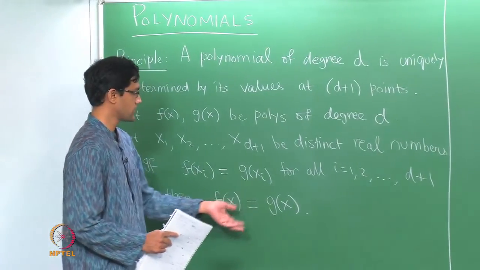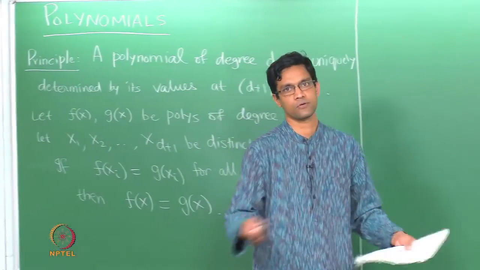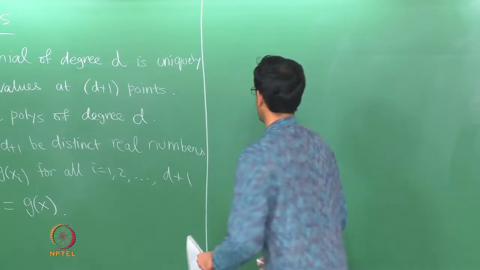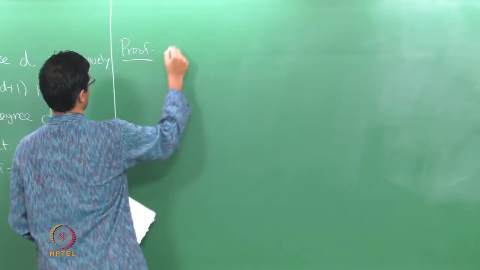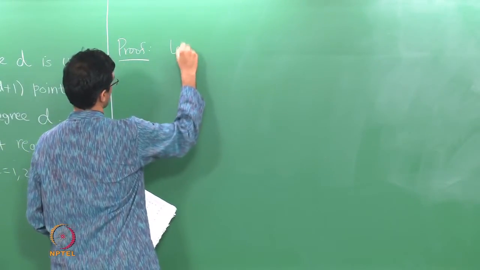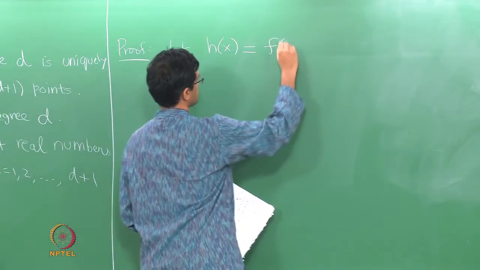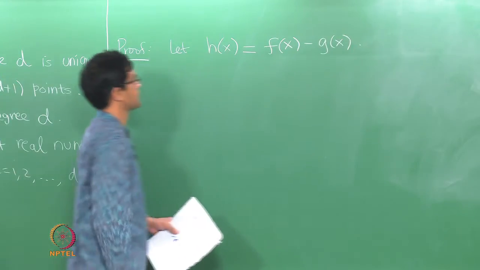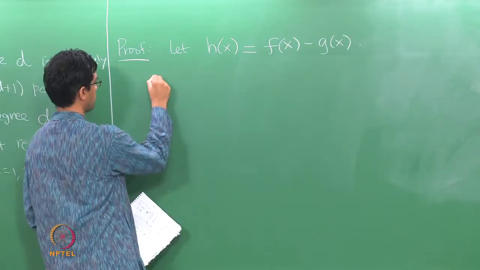What one does in many such things where you must prove that two objects are equal is consider their difference. So let us prove this statement. Here is a proof. Let us consider a new polynomial called h of x, which is just the difference between f and g. Now what all do we know about h? Here are the various things we know.